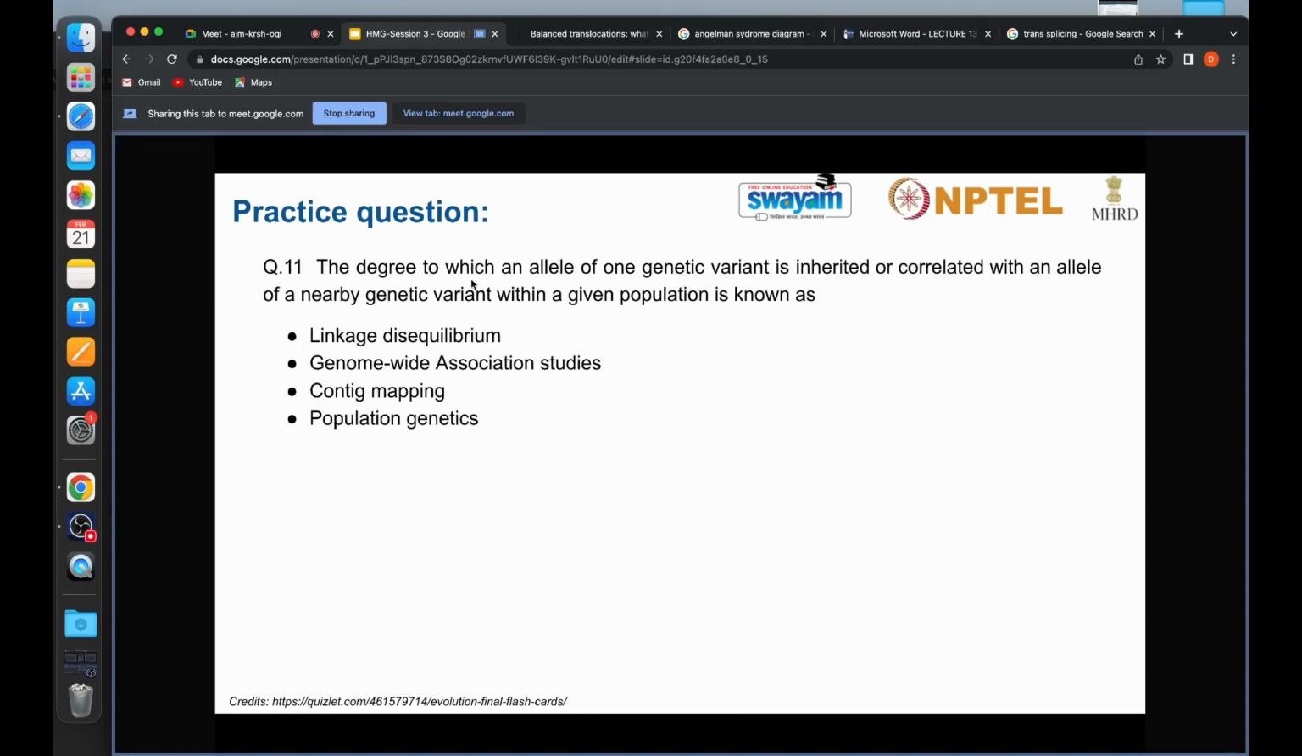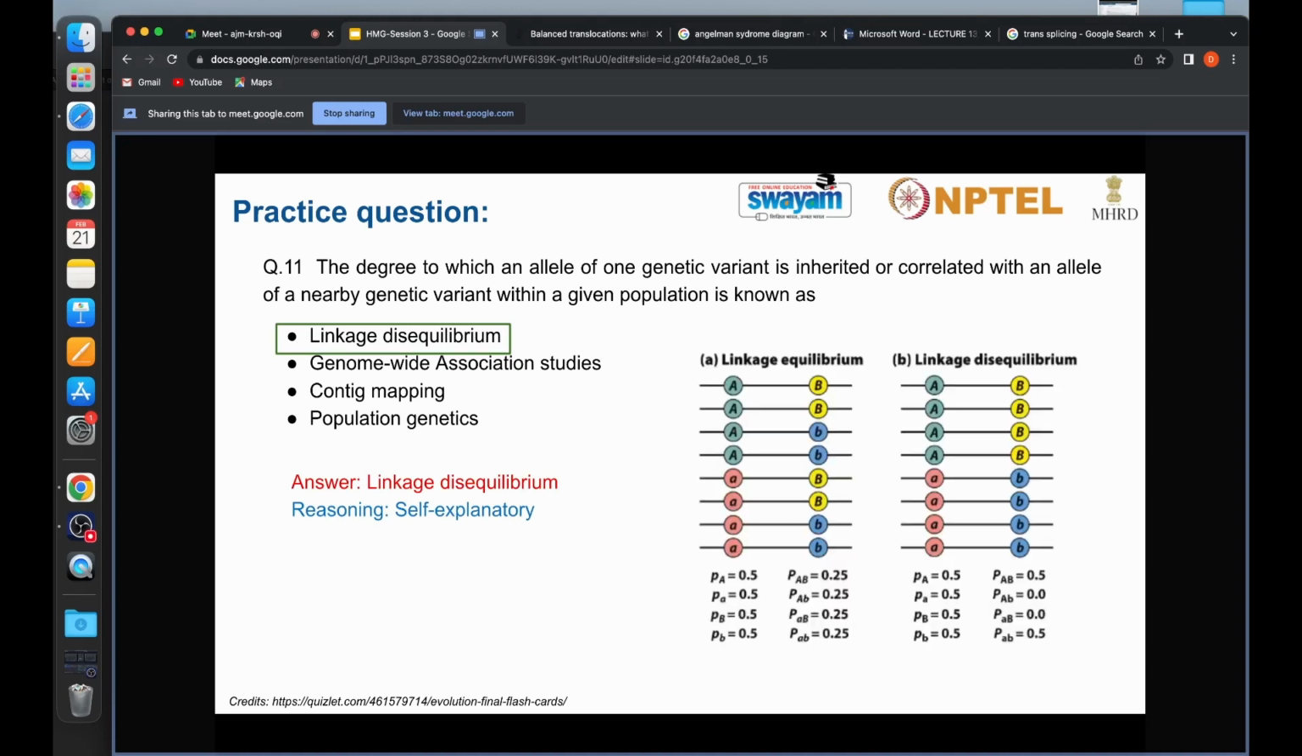Then we talked about the degree to which an allele of one genetic variant is inherited or correlated with an allele of a nearby genetic variant within a given population. What is that known as? Whenever one gene is influencing the inheritance pattern of another gene, there is a specific term for that, known as linkage disequilibrium. So the correct answer was linkage disequilibrium.